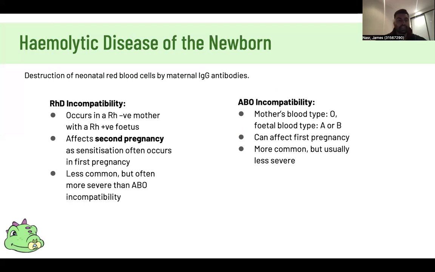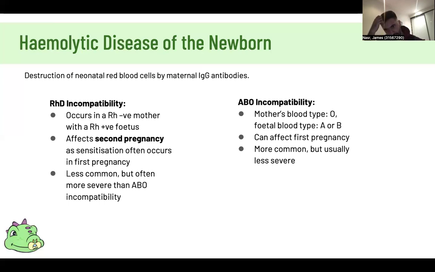So that always happens. It pretty much always affects your second pregnancy because sensitization has to occur first, and that normally occurs in the first pregnancy. And then by then the mum will have built up the antibodies and they'll go on to attack the second fetus. This is less common than ABO, but it does tend to be a bit more severe. So comparing that to ABO incompatibility, the mother's blood type will be O and the fetal blood type will be either A or B.